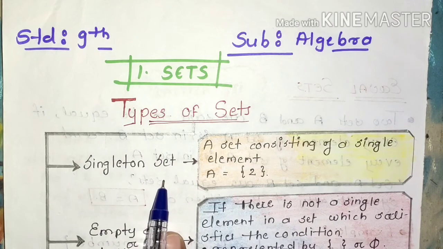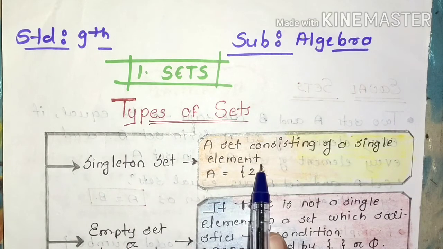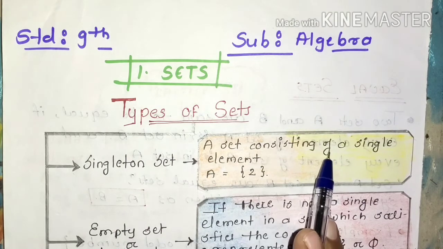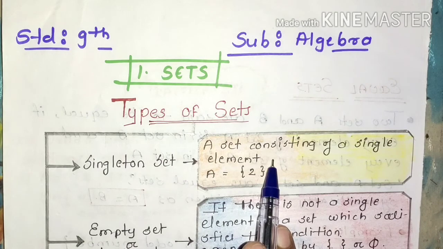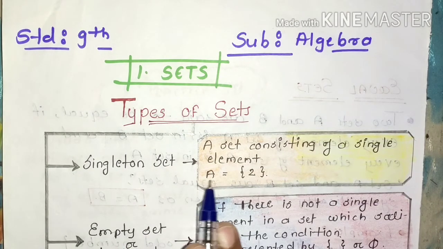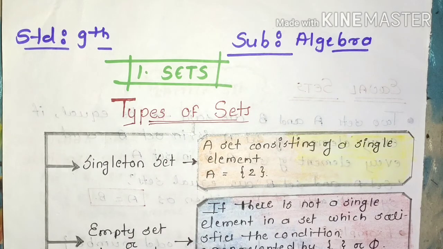What is meant by a singleton set? A set consisting of a single element is called a singleton set. That means any set which has only one element is called a singleton set. For example, A is equal to the set of number 2. This set consists of only one number, that is 2. That means it's a singleton set.